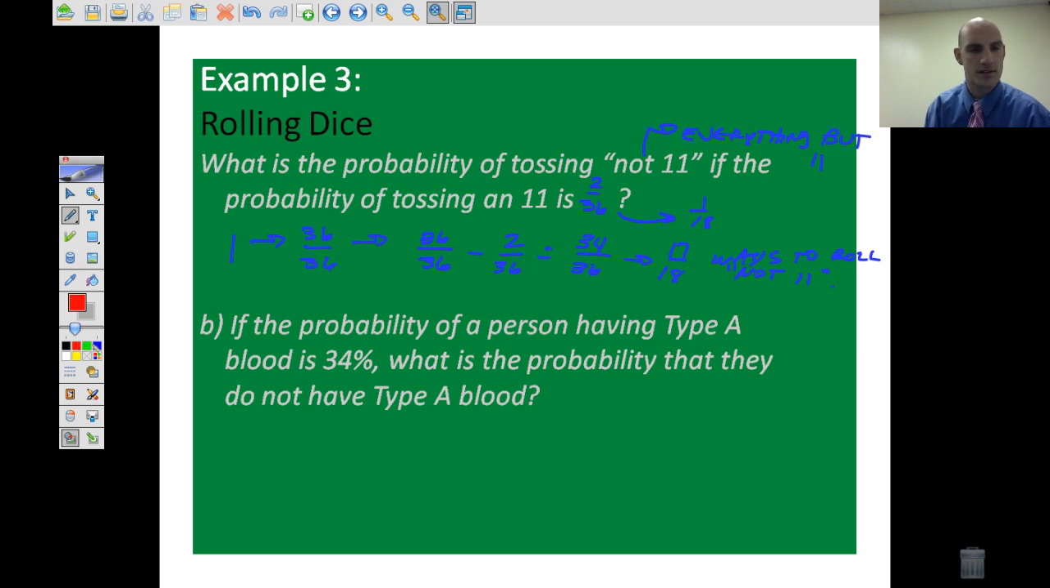So in B, let's think about this. I'll use red because it's blood type. The probability of a person having type A blood is 34%. What's the probability that they do not have type A blood? Well, there's a 100% chance that they have blood. So that's the 1. Remember we talked about in probability, 1 is the event that something happens. Well, 1, they have blood, and we're going to subtract the probability that they have type A blood. So 34%. Really what this is saying is 100% chance that they have blood minus 34% chance that they have type A.